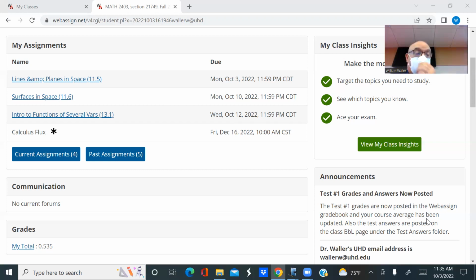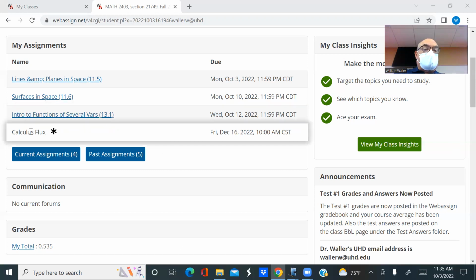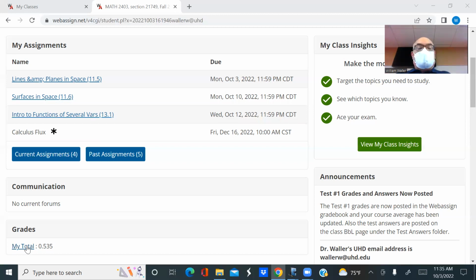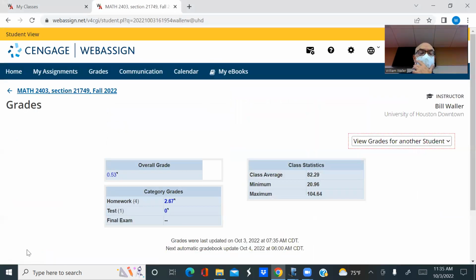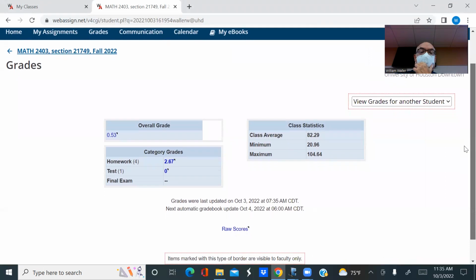Okay. Now, also, the flux dollars have been updated. You notice there's a little line there now, it's been added, calculus flux. I don't know why the asterisk is there, but your flux total has been updated. So that doesn't count into your overall average. But if you go to my total, there may be a faster way of getting to this, but this is how I know.